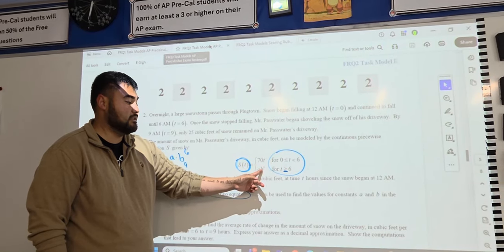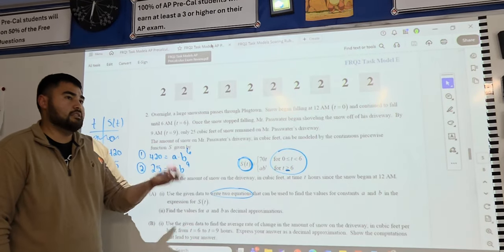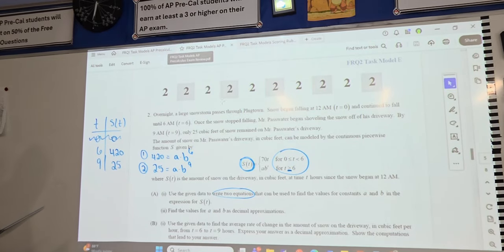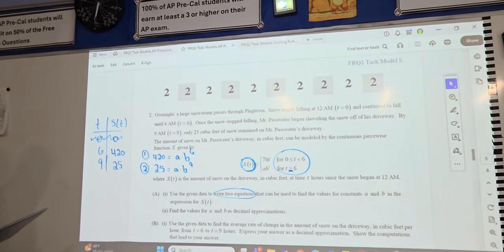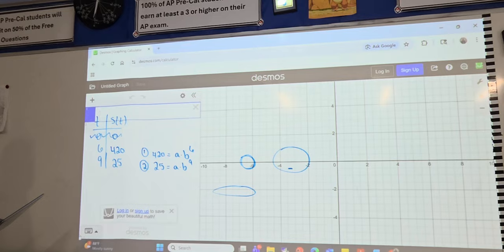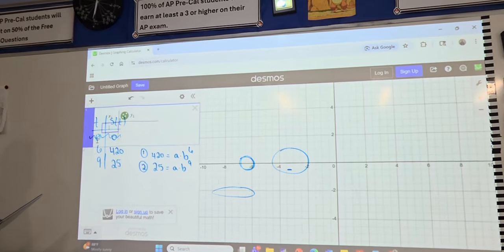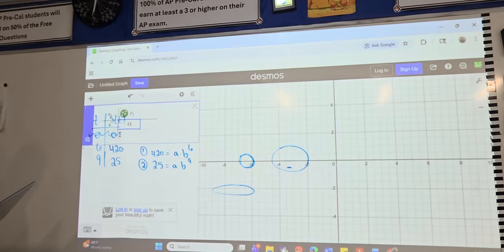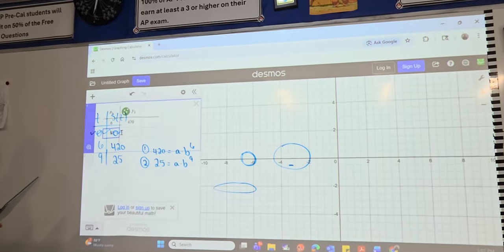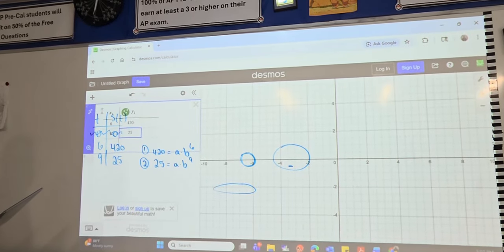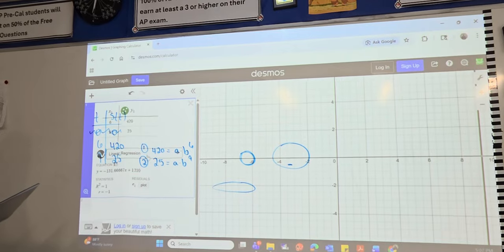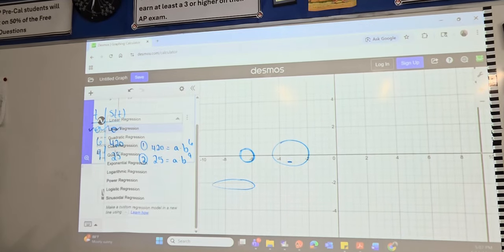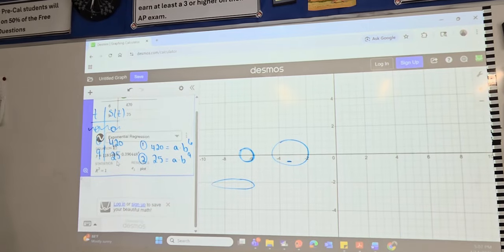So this equation may look very familiar. This equation is exponential. So all you have to do is go to decimals, insert your table, and there it is: 6, and then I have 420, and over here I have 9, and then I have 25. We're going to apply regression, exponential regression, which I'm trying to find right here. So there it is, right?